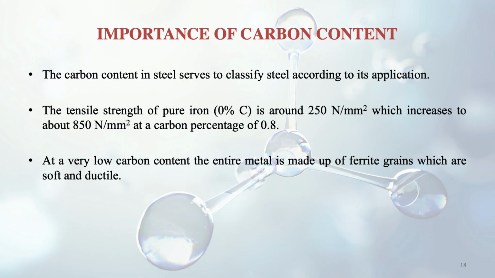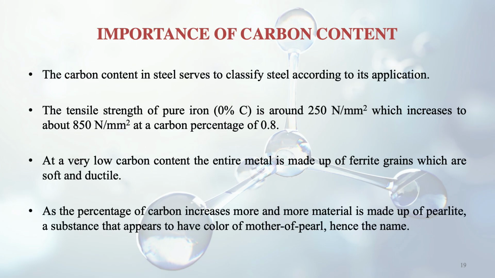At a very low carbon content, the entire metal is made up of ferrite grains which are soft and ductile, and I had discussed it earlier also. As the percentage of carbon increases more and more, the material is made up of perlite. This is another, different substance. It is a mixture of ferrite and cementite. And why is its name perlite? Because it is a substance that appears to have the color of mother of pearl, hence its name perlite.